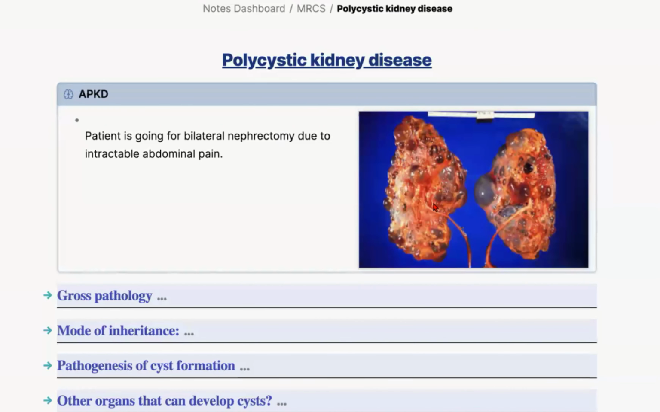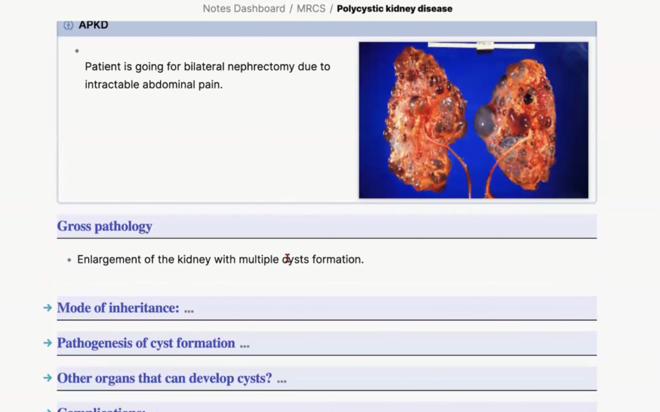I can see bilateral enlarged kidneys with multiple cysts and areas of hemorrhage and necrosis. What's the mode of inheritance of this condition? It is inherited in an autosomal dominant pattern.